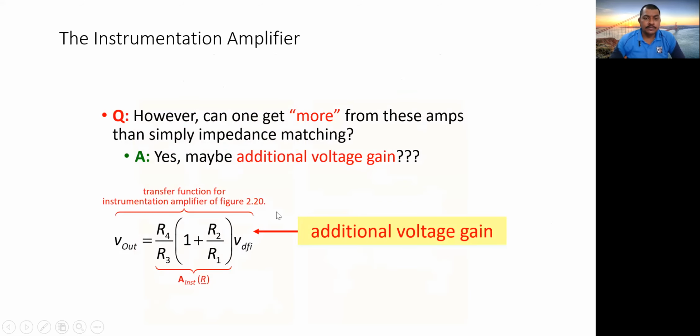Now again, this amplifier is not simply going to give you impedance matching, but you are also going to get the additional voltage gain. That is the importance of this instrumentation amplifier. The additional voltage gain is provided by this formula, that is V out equal to R4 by R3. This whole formula is the transfer function of the instrumentation amplifier as shown in that figure, right? And this is the additional voltage gain: R4 by R3 into 1 plus R2 by R1 into V difference, right? So whatever the difference of voltage we have there, in total we are going to get the additional voltage. That is the glimpse of that instrumentation amplifier.